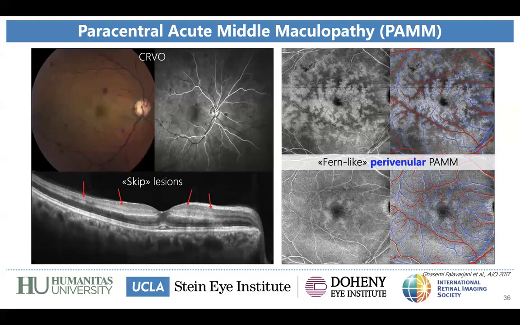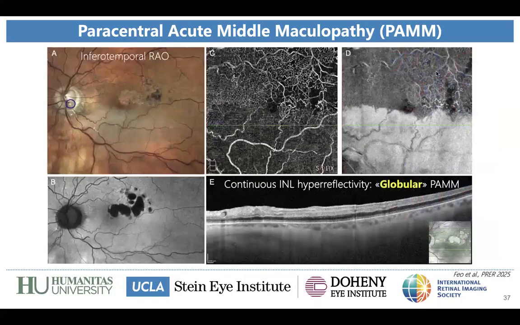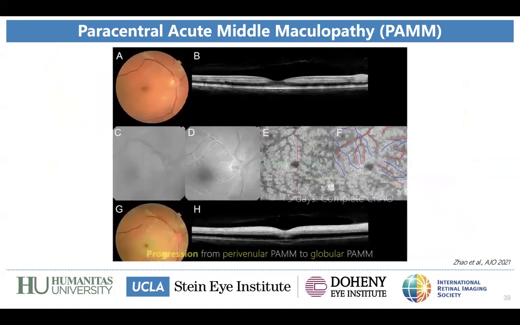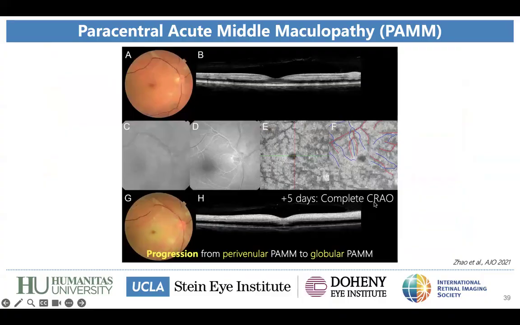However, this is not the only pattern that we can have in PAM, but we also have the so-called globular PAM pattern. This pattern is characterized by a continuous inner nuclear layer hyperreflectivity, in this case caused by a calcific embolus at the level of the inferotemporal retinal artery. The question is, can perivenular PAM progress to globular PAM? The answer is yes. In this example, after 5 days, this patient developed a complete central retinal artery occlusion with progression from perivenular PAM to globular PAM.